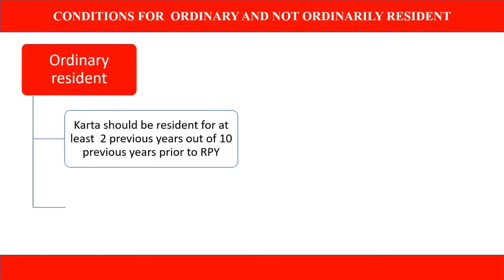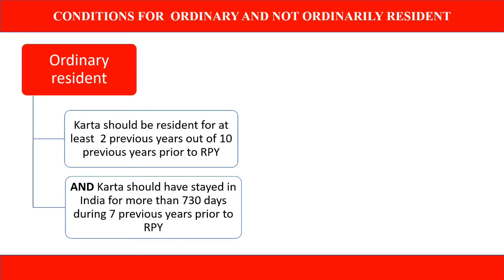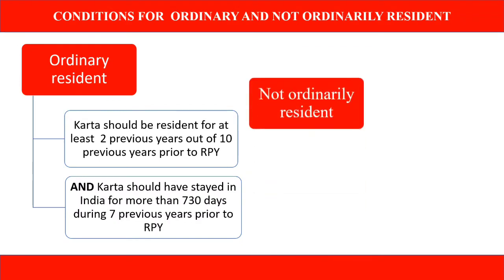Number one, he should be resident for at least 2 previous years out of 10 previous years prior to the relevant previous year, and the Karta should have stayed in India for a period amounting in all to 730 days or more during the period of 7 previous years prior to the relevant previous year. The important point to be noted here is these two conditions must be satisfied only by the Karta and not by any other member in the Hindu undivided family.